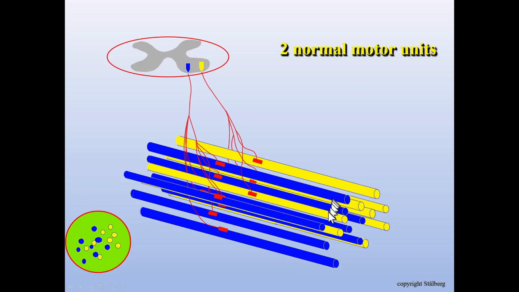The motor unit muscle fibers are intermingled with other motor units, so in a cross section we can see representation from different motor units.